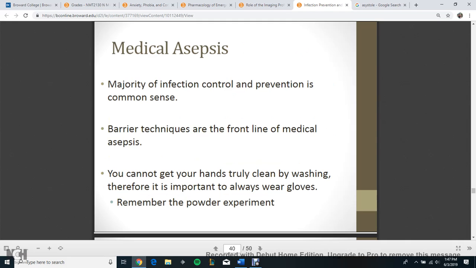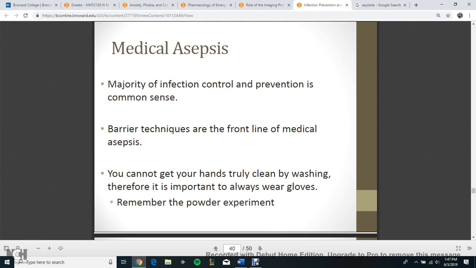Medical asepsis. The majority of infection control and prevention is common sense. Barrier techniques are the front line of medical asepsis. You cannot get your hands truly clean by washing, therefore it is important to always wear gloves.